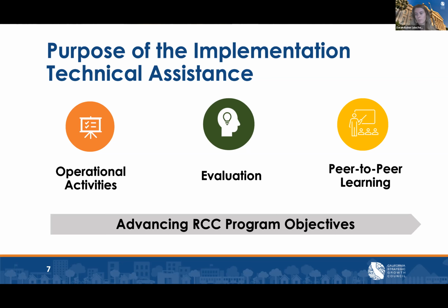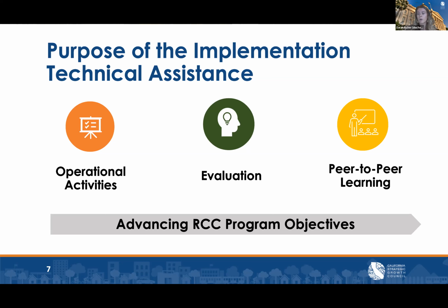And so rooted within this purpose, the implementation technical assistance is comprised of the 3 following components. So we have operational activities, and these activities are meant to support grantees developing, refining, and maintaining their collaborative structure, systems, and processes. These activities are also to help foster and sustain partnerships and provide general assistance with grant deliverables and grant activities. The second component is evaluation. We are hoping that the TA providers will provide grantees with an evaluation framework and then assist the grantees in creating and implementing individualized evaluation plans, which will then enable the collaboratives to iteratively assess their progress in advancing the RCC program objectives.